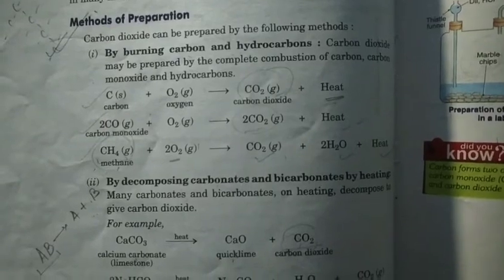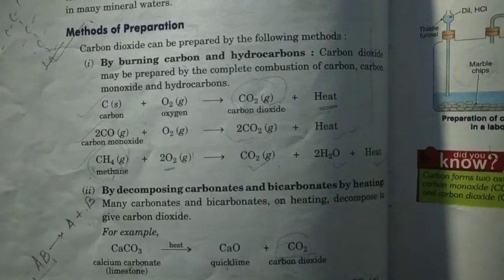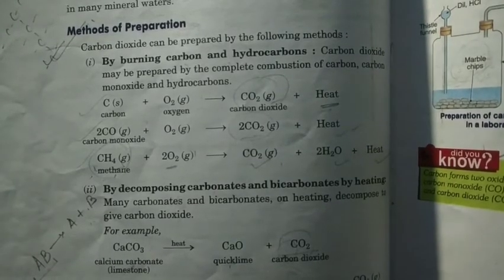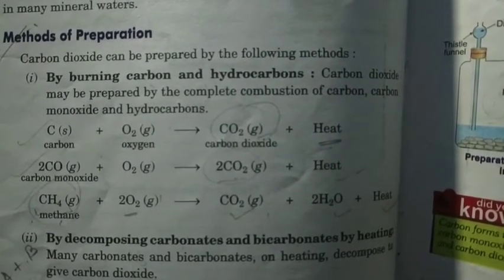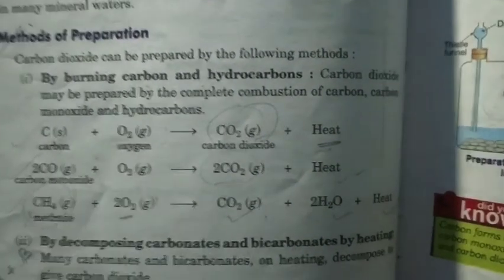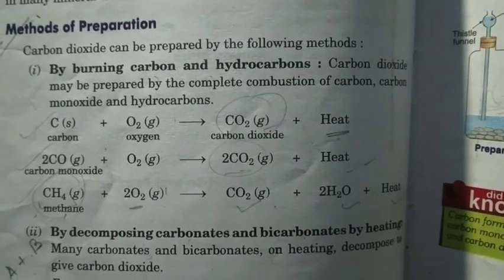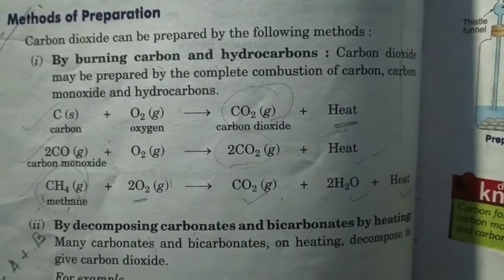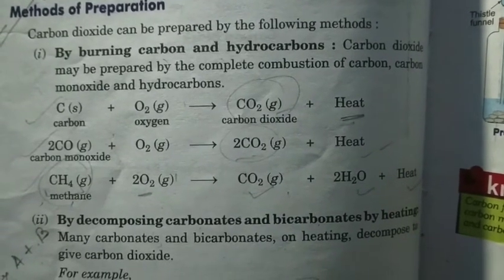It is prepared first by burning carbon and hydrocarbons. See, carbon plus O2, if anything burns, it burns in oxygen. So C plus O2 gives CO2 plus heat. Carbon monoxide plus O2 again gives carbon dioxide gas plus heat is released. So these are exothermic reactions also.